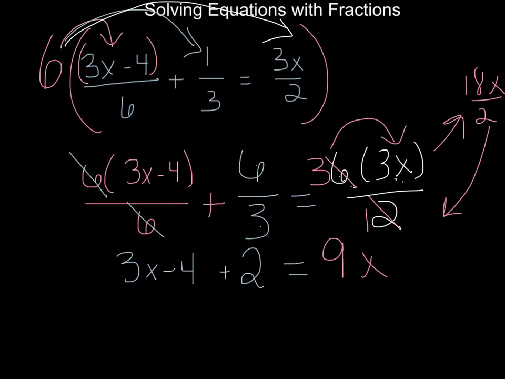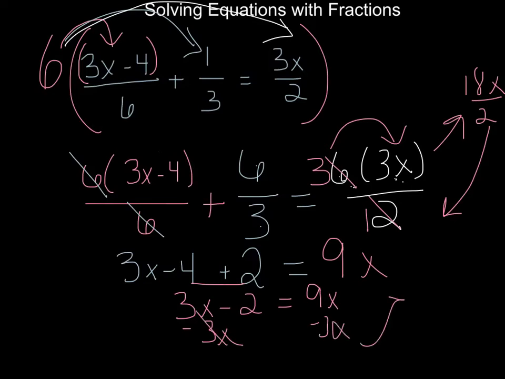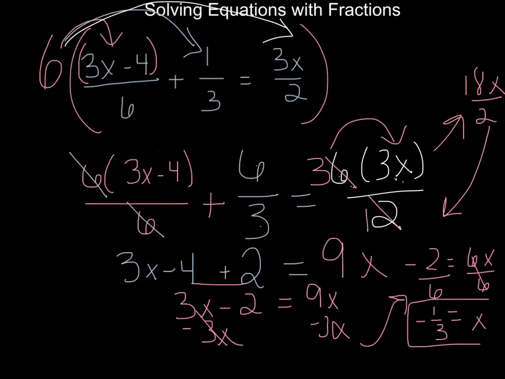Alright, now let's combine like terms and solve. So I have 3x minus 2 equals 9x, and if I take 3x away from both sides, I'm going to move it up here, you guys, I get negative 2 equals 6x, and divide by 6, and I have x equals negative 2/6, which I'm going to go ahead and reduce right away. X equals negative 1/3.